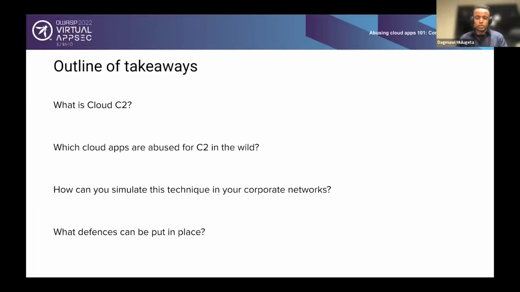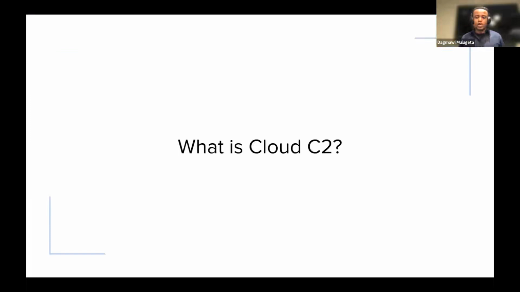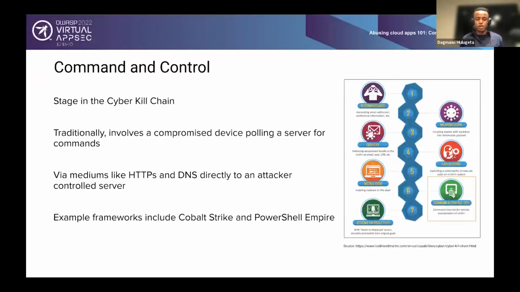Let's get started. First, let's talk about what Cloud C2 is. What do we mean when we say cloud command and control? Before we define cloud command and control, however, we need to take a step back and talk about what command and control is. Command and control is a stage in the cyber kill chain. The cyber kill chain, for those of you who aren't familiar, is a set of steps an attacker uses when compromising a target system. This was developed by Lockheed Martin, and it typically starts out with the attacker performing some reconnaissance.